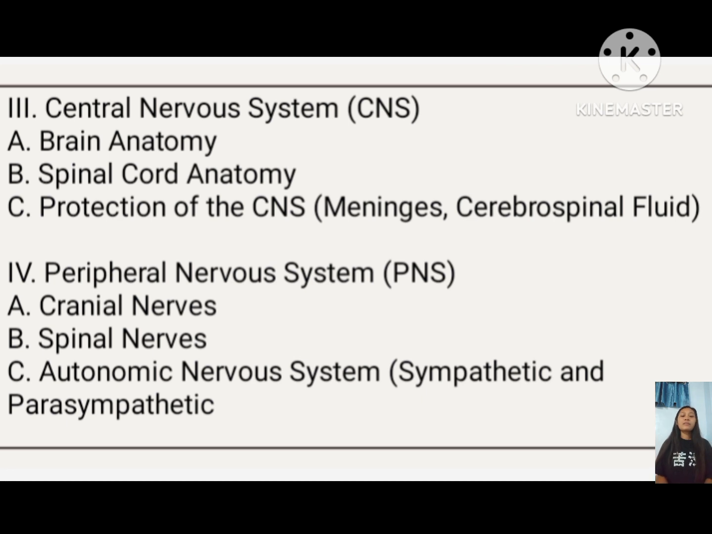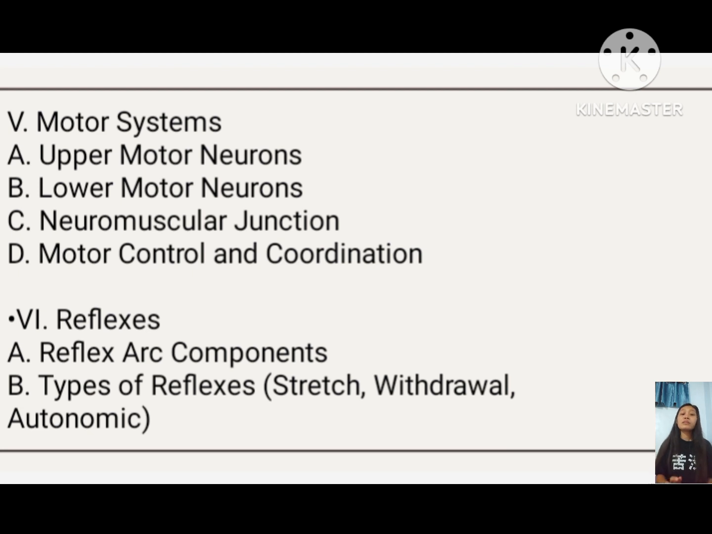The fourth one is the peripheral nervous system: the cranial nerves, spinal nerves, and the autonomic nervous system, which is the sympathetic and parasympathetic. The fifth one is the motor systems: the upper motor neurons, the lower motor neurons, the neuromuscular junction, and motor control and coordination. The sixth one is the reflexes, the reflex components, and the types of reflexes, which are the stretch, the withdrawal, and the autonomic.